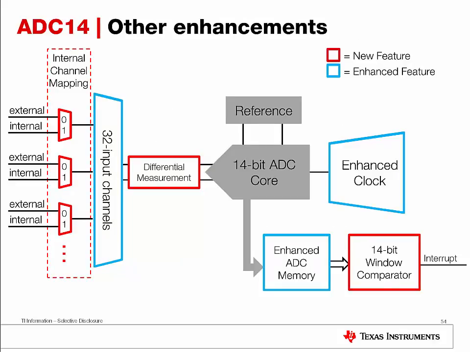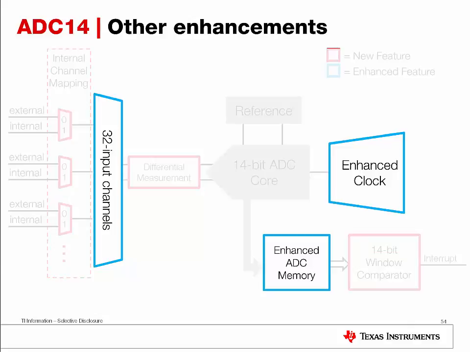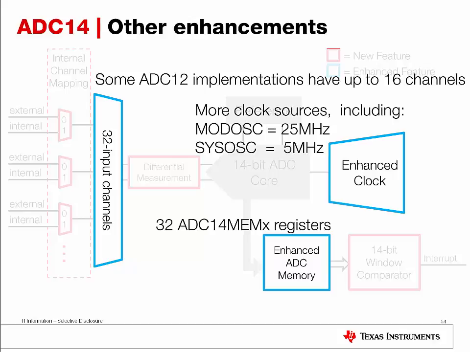There are some other enhancements that were also introduced into ADC14. For example, now we have up to 32 input channels. It is a big increase compared to some ADC12 implementations with only 16 channels. The clock is also enhanced to accept more sources.